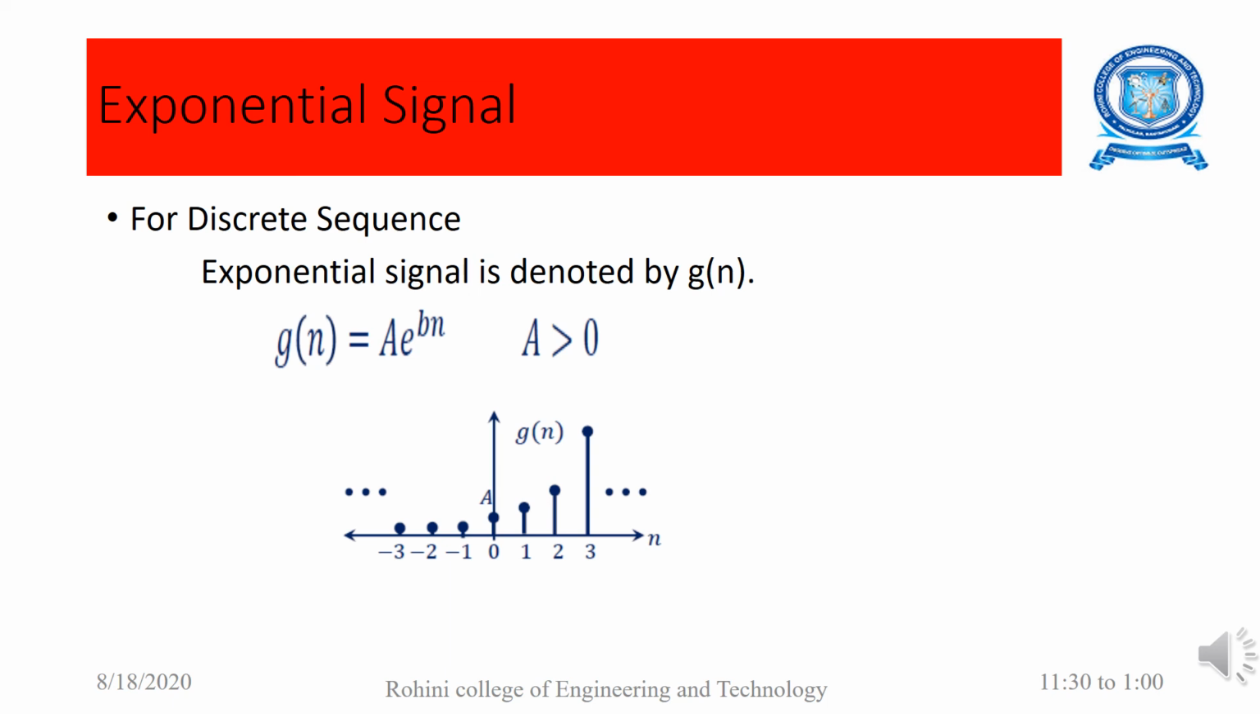In discrete time sequence, the exponential signal is denoted by g of n. The g of n is equal to a into e power b n. The signals will be present in the discrete time instants. That means n is equal to 0, n is equal to 1, n is equal to 2. Like this, the signals will be continuously presented through the discrete time instants.